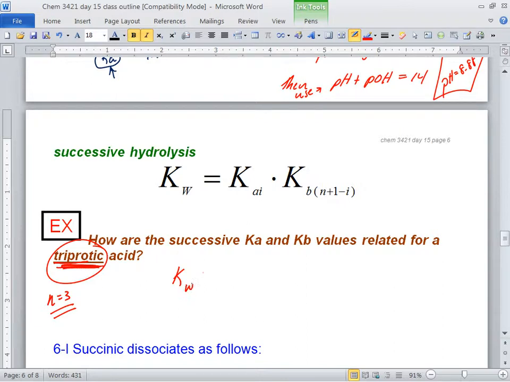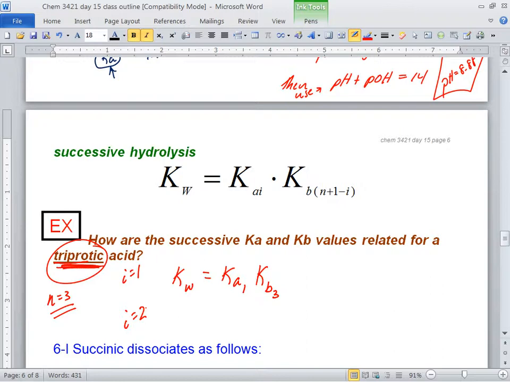So I'm going to write these expressions here. Kw would be Ka1. So here i is going to be 1. Okay. i is just your little counter. So Ka1 times Kb, right? And Kb what? Well, n is 3. 3 plus 1 is 4, minus 1 is 3. So Kb3. Right? And then write i is 2, and write the next expression. Right? Because you have 3 equilibria going on here.